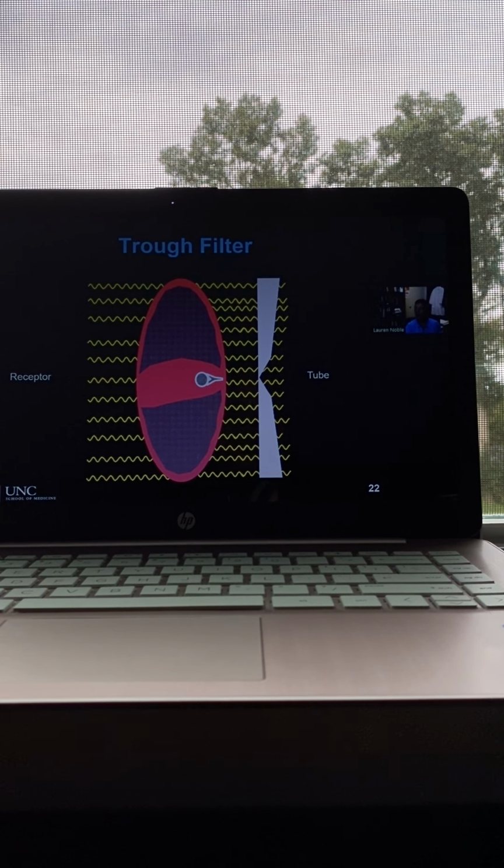Did anybody happen to see a trough filter being used? I didn't, guess as much. This is not as popular as what it used to be, but it helps to balance out the receptor exposure. So we get a more uniform looking image that gets displayed so that the lungs aren't too dark.